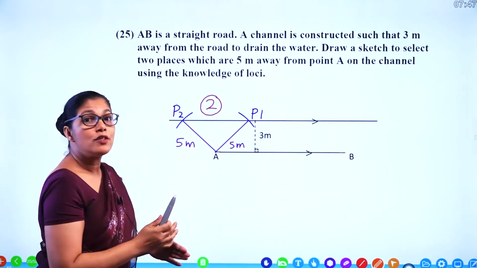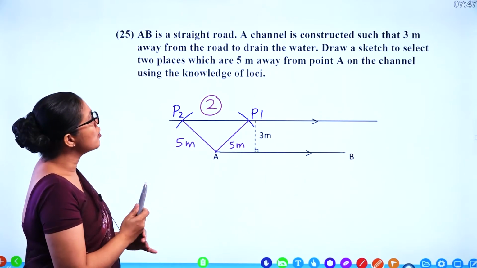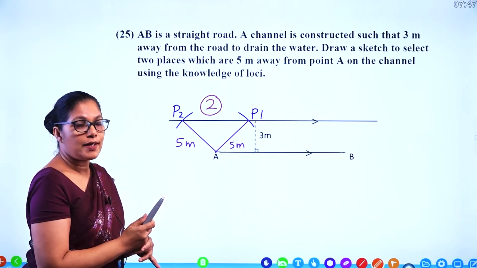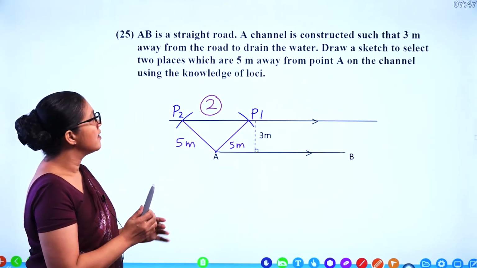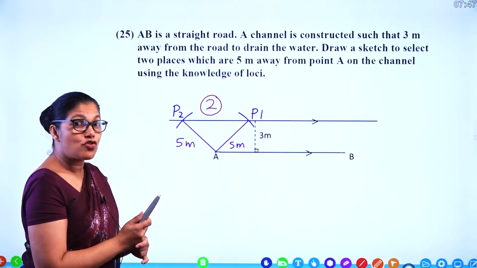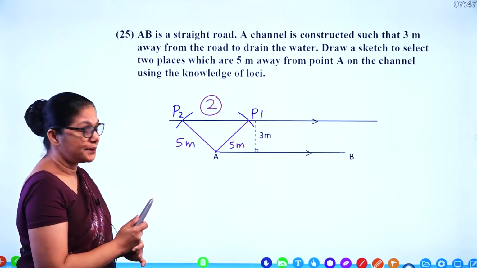So these are the 25 short questions in this paper. First do all 25 questions and then check your answers. So let's do part B.